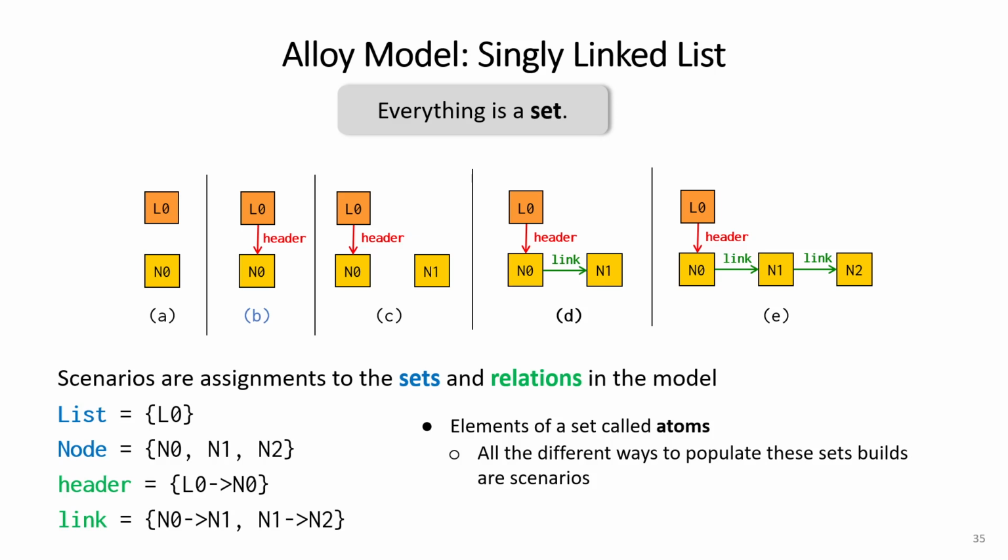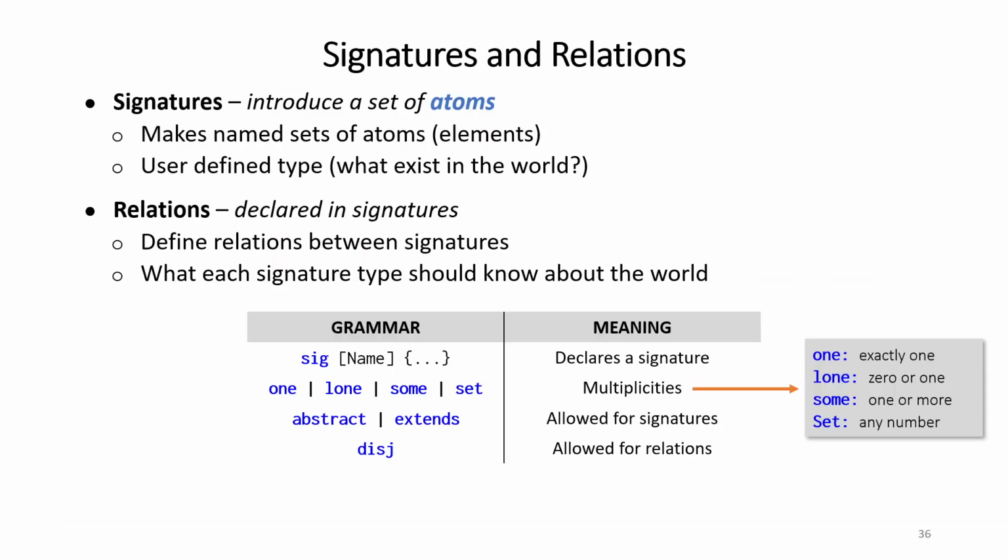So that's the semantics, or the meaning, of these signatures and fields. Signatures are basically a set of atoms, and fields are a set of tuples that are combinations of atoms. And sometimes we want to further restrict them. So there are some multiplicities that we can use.